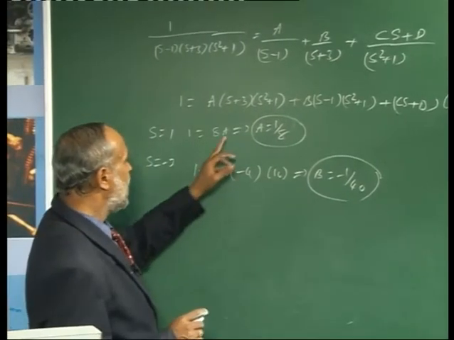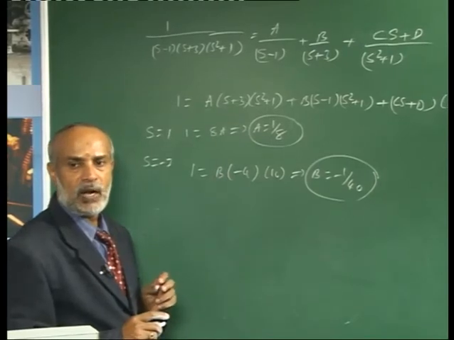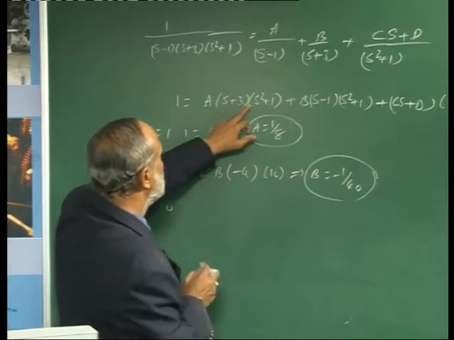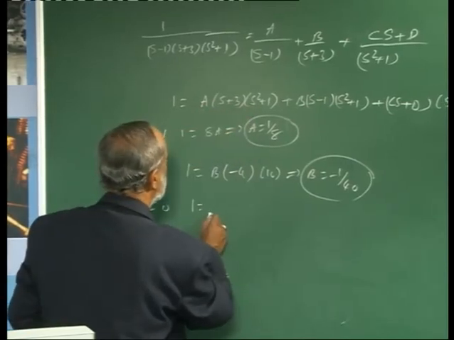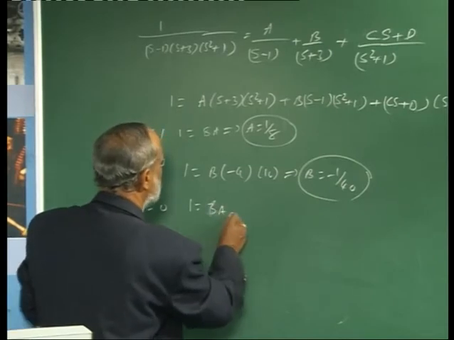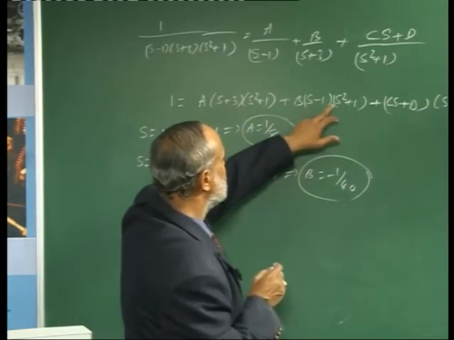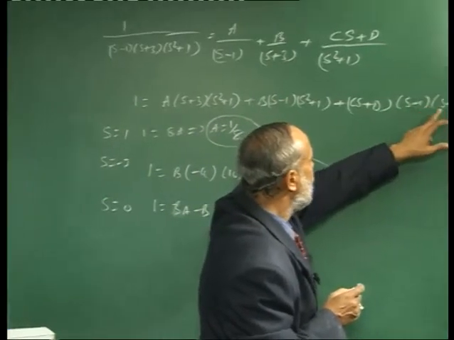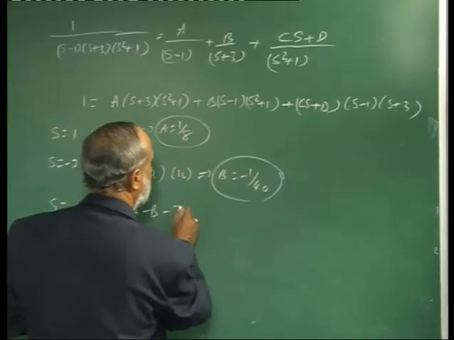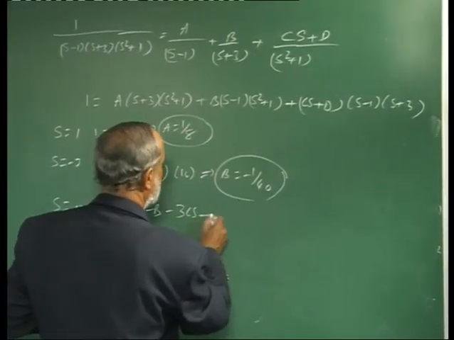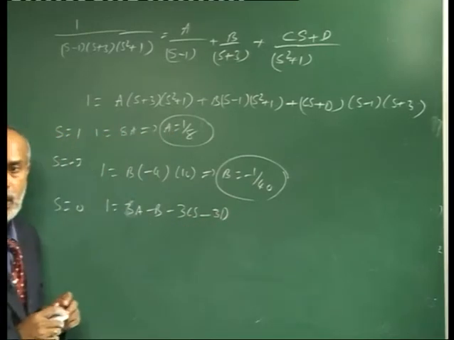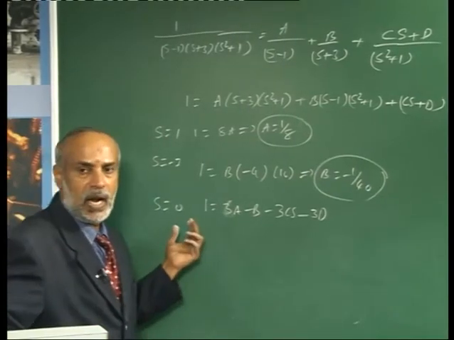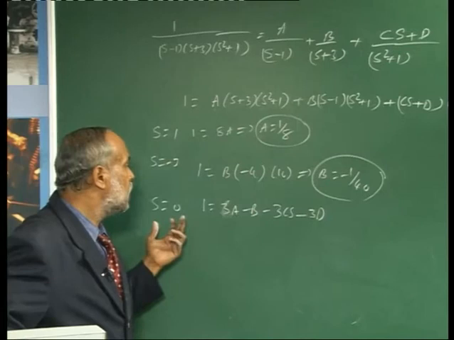After getting the A value and B value, now we intend to find out C and D. Put s equal to 0. What do you get? On the LHS it is 1, on the right side 3 into A, because 1 into 3, minus B, then minus 3 minus 3Cs minus 3D. Now equating the coefficients of s squared and s cube, you can find the other two equations.